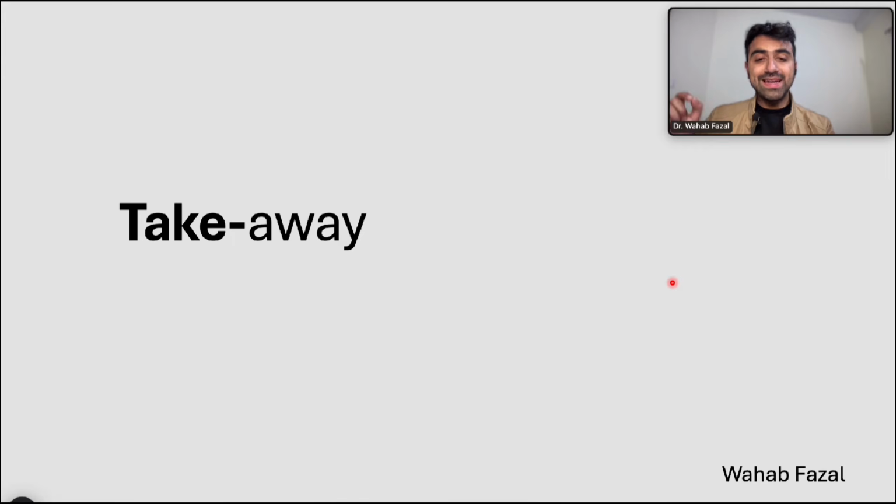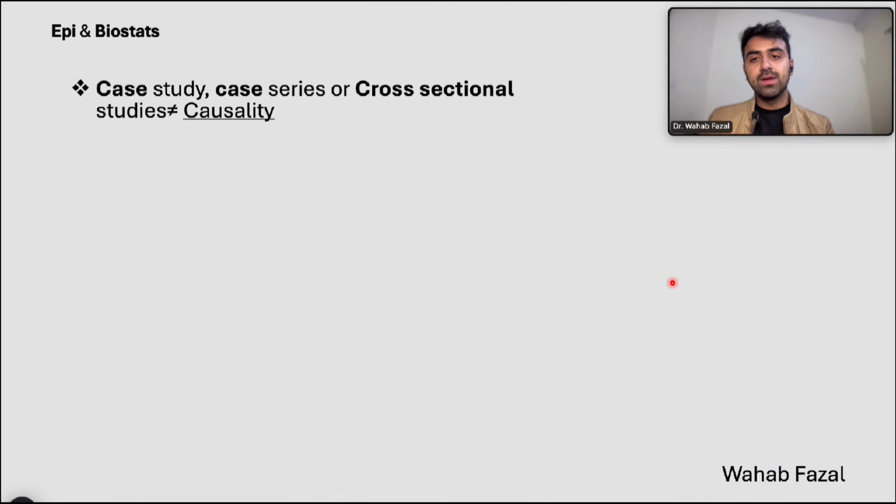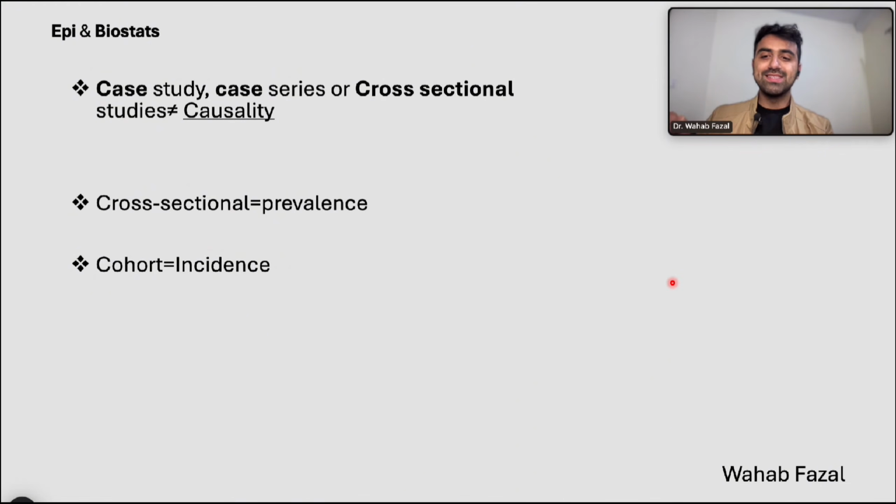So let's look at the takeaways from this lecture. One by one: case study, case series, or cross-sectional studies are not great at establishing causality. Causality has a specific criteria. We'll talk about that in a later video. Cross-sectional studies can tell you the prevalence, but not the incidence. Cohort studies can tell you the incidence.